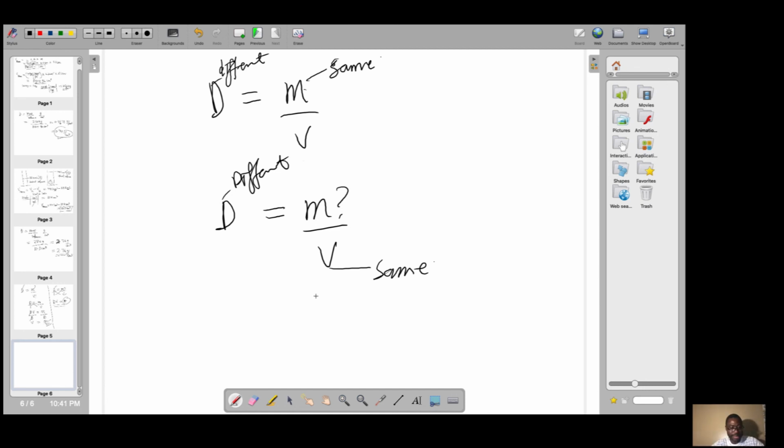So to summarize, density is an intensive property. Because of that, it can be used to identify a substance. Density also is temperature dependent. Because of that, it's always good to specify the temperature at which density was determined.